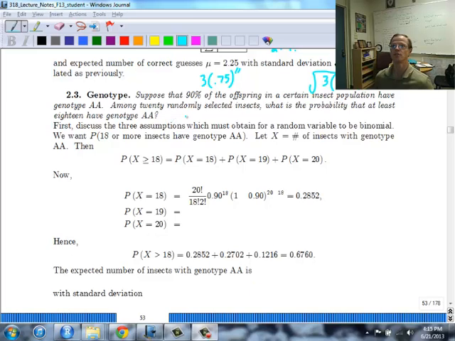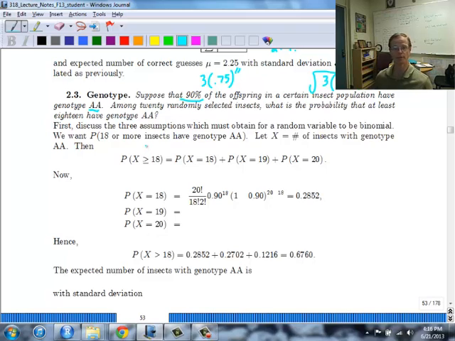Okay, let's do a little more realistic example now. 2.3, genotype. Suppose 90% of the offspring of a certain insect population have genotype AA. Now, we've got 20 randomly selected insects. What's the probability that at least 18 of them have genotype AA? You can see how this might apply in a biological context.